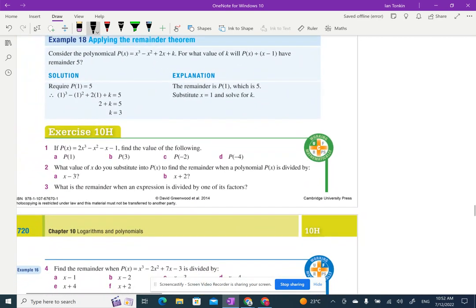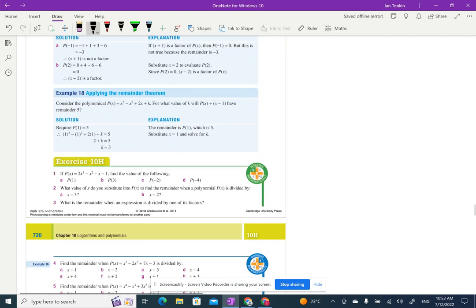So in exercise 10H, hold on, I'm just going to our classroom. In exercise 10H, because I'm pretty sure I said do 10I, not 10H, and I'm just going to get it up. Right, 10H. So all you're doing when you're doing these ones is you're subbing it in.